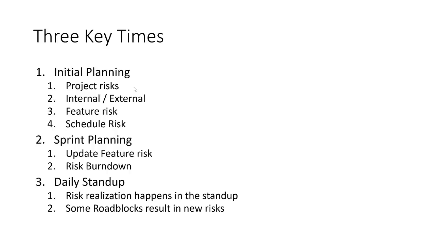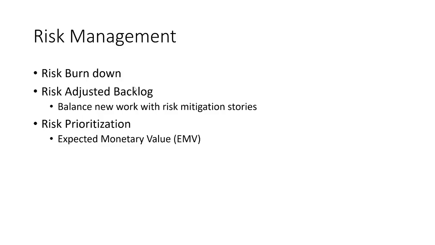Risk realization, that's in the stand-up, that's when things happen, right? You may in the stand-up say, what happened yesterday was, and then they'll tell you what happened, and there's your risk that just happened to occur. And sometimes new roadblocks result in new risks. So risk management, there's 3 unique things in an Agile context: the risk burn down, risk adjusting a backlog, and doing risk prioritization.